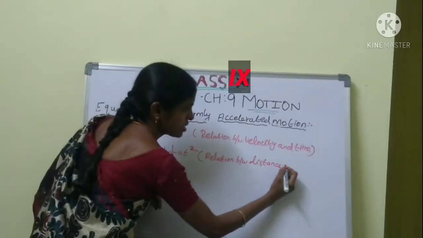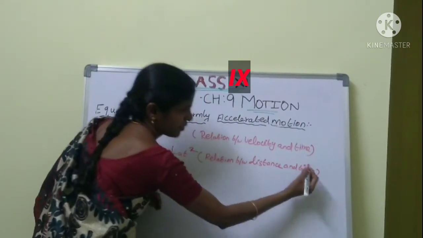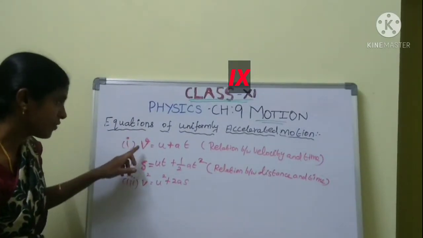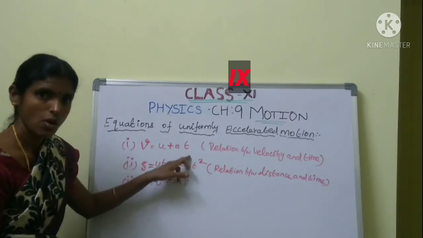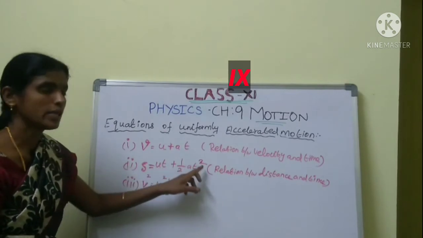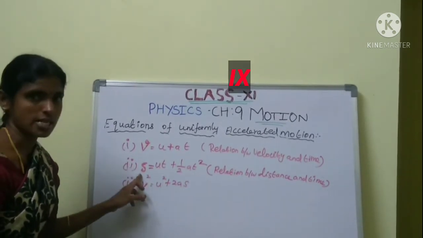This is the relation between distance and time. Are you clear, students? Don't confuse that. What is the first equation? V equal to U plus AT. What is the second equation? S equal to UT plus half AT squared. Are you clear? So here we calculate distance.